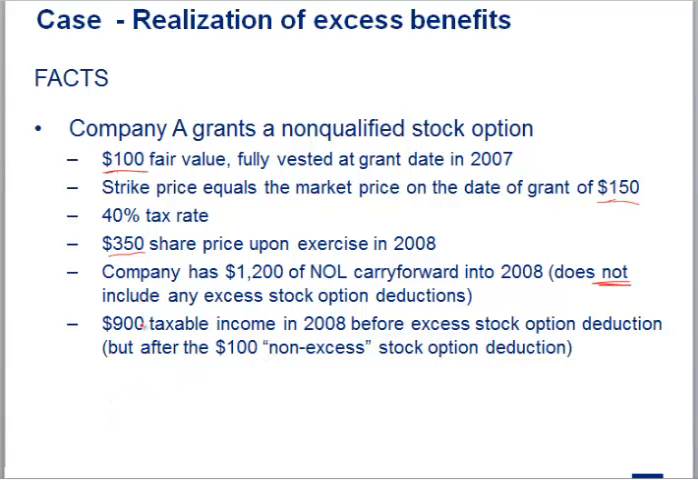This year we have 900 of income before our excess stock comp deductions. Okay? But after our $100 of non-excess. Okay? So at this point in class, you're probably like, screw it, man. I don't even know what you're talking about. Right? How come can you read our minds? Well, it's pretty explicit on your faces.